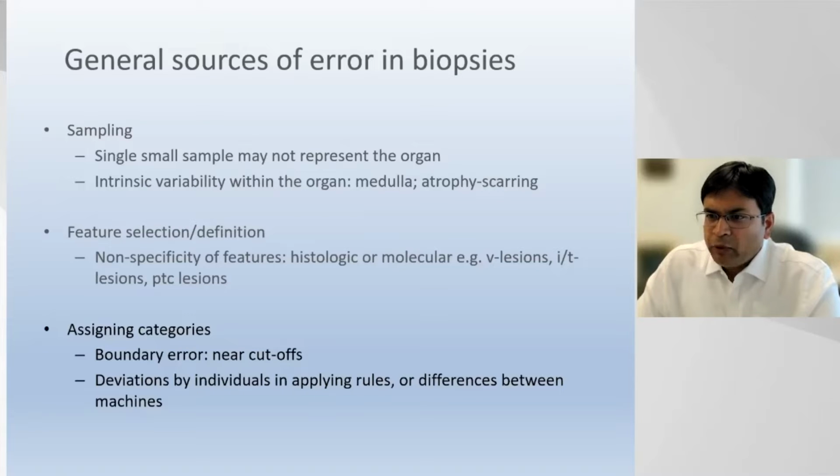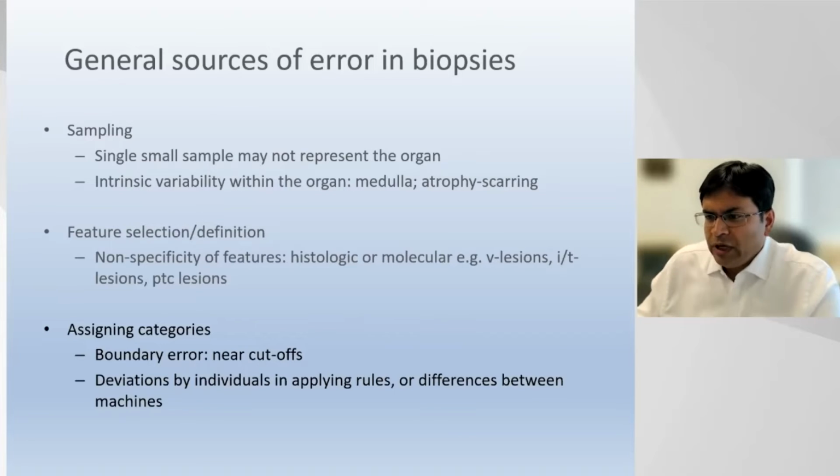There may be problems with the lesions being non-specific. For example, V lesions may indicate both antibody-mediated rejection as well as T-cell mediated rejection in the correct context. And then finally, assigning categories with regards to boundary error. For example, if you have 4 lymphocytes in a tubule, that becomes T1, but 5 becomes T2. And this can create inherent problems because biology is not really a dichotomous variable.